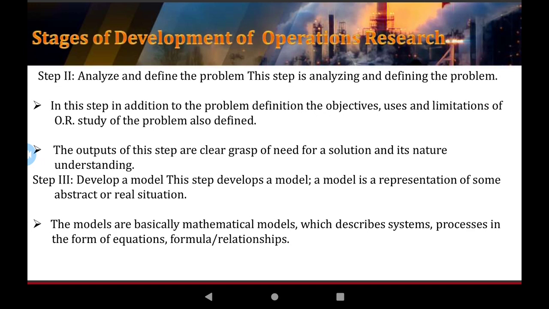And in this second step, the output is a clear gap showing the need for the solution: what the actual solution is, and what the need is.